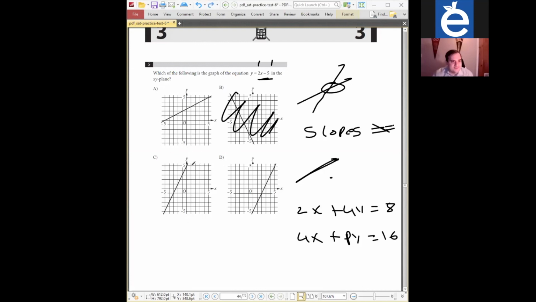Both of these have a positive y-intercept. And then this one, while having the correct y-intercept, has a negative slope. So D is our only possible answer. Boom.